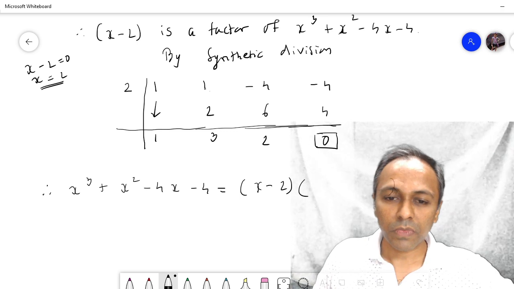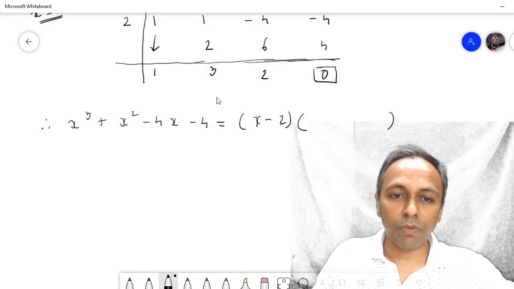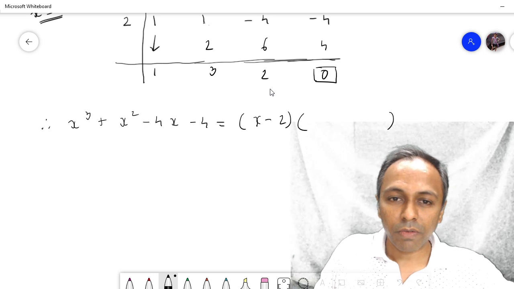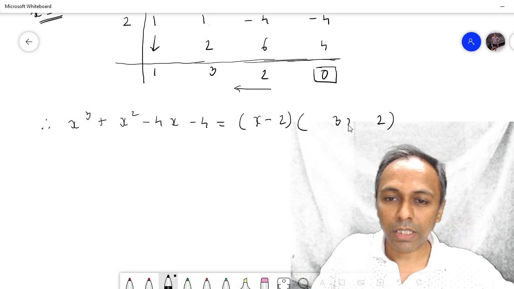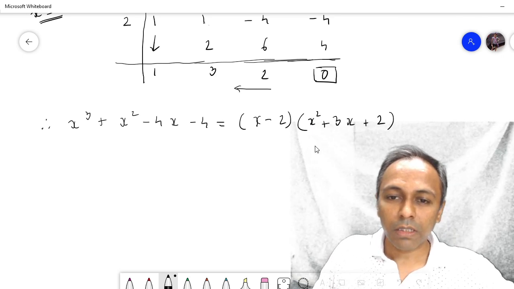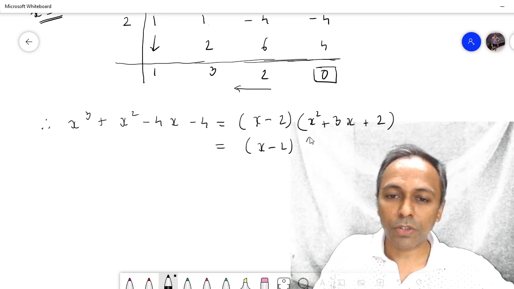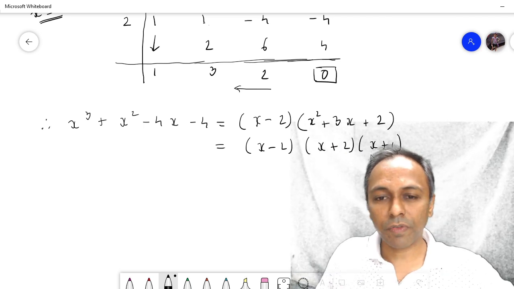into the second bracket. We will mention 1, 3 and 2 but in ascending order of x. So पहले 2 लिख देते हैं, then 3x and then 1x square. This quadratic is factorizable, so it becomes x minus 2 into x plus 2 into x plus 1. You can verify the factors of this.